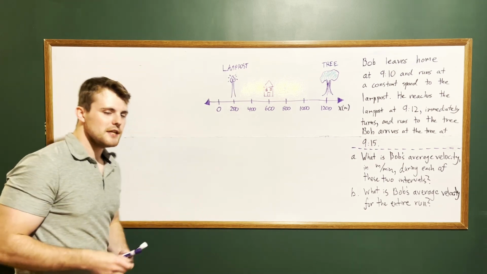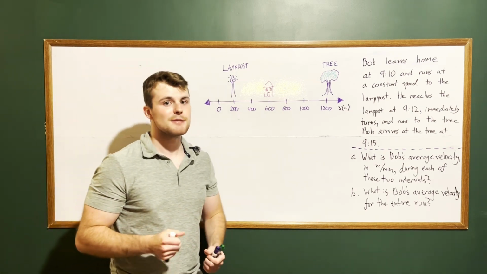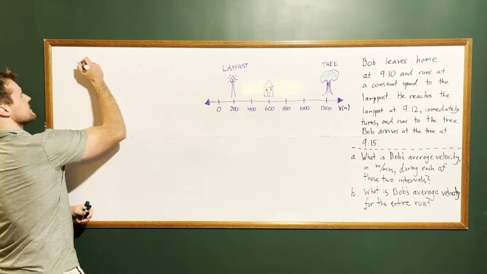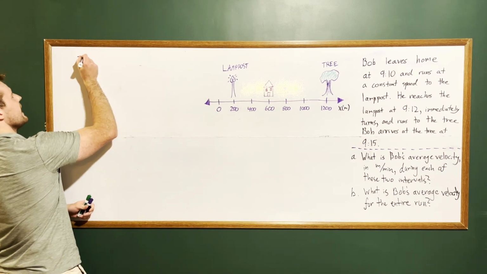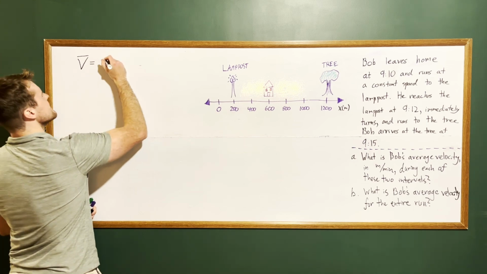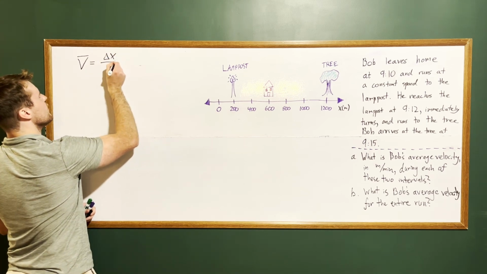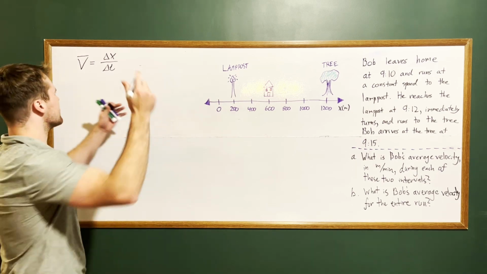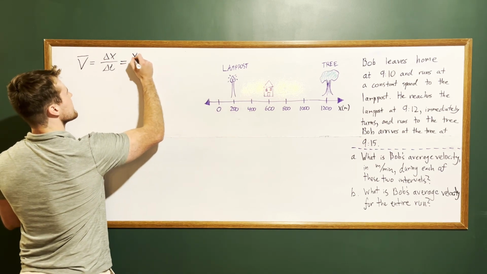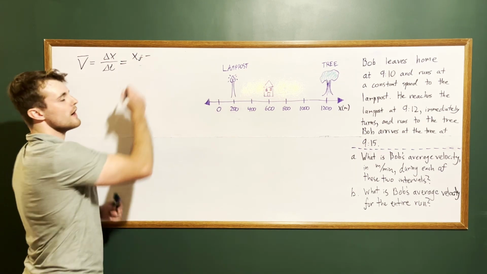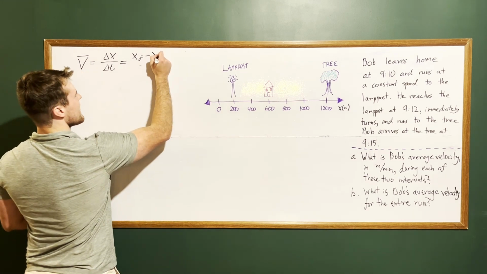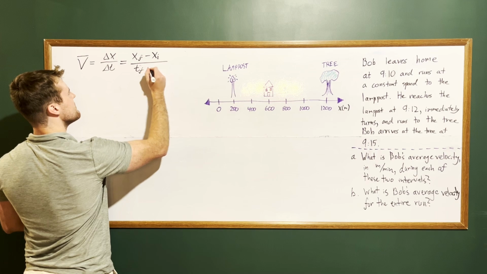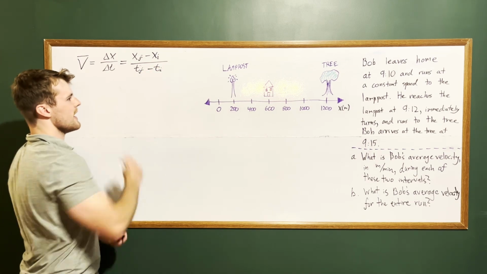The only equation we're going to need in this problem is our definition of velocity. So what is our definition of velocity? Average velocity is delta x over delta t, meters per minute, miles per hour, whatever, which equals x sub f, our final displacement, minus x sub i, our initial displacement, over delta t, which is just our final time minus our initial time, of course.